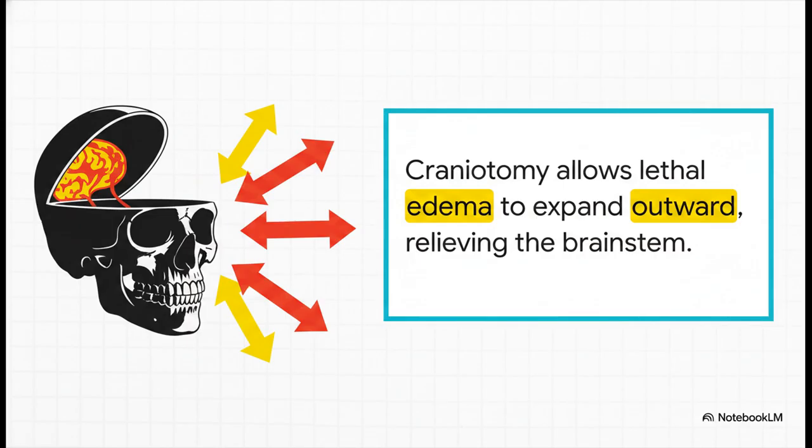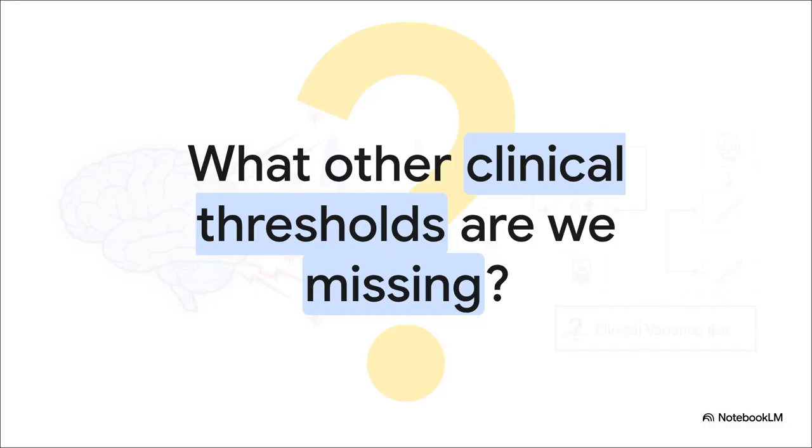You remove the bone flap and open the dura to evacuate the hematoma. You have to let that lethal cerebral edema expand outward rather than downward into the brainstem. Which leaves us with a critical question to ponder before our next shift. We just saw how easily paradoxical signs can mislead us if we don't understand the underlying mechanical kinematics. But what other absolute clinical thresholds might we be blindly missing?